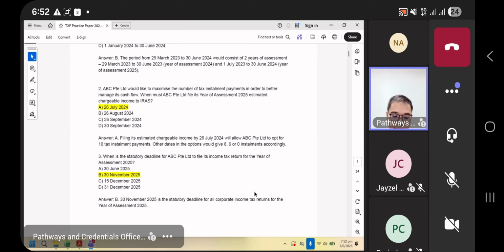Okay, so I think for questions 1, 2, and 3, the main purpose is they are technical, theory questions, basically to test how much you understand on the compliance basis. What do you mean by year of assessment? How do you determine year of assessment, which is based on the preceding period? And then what would be the filing deadline, and also when you file your ECI, you want to maximize your cash flow by paying through installment. So what is the maximum installment that you want to get, and when do you need to file your tax return to be eligible for the installment?